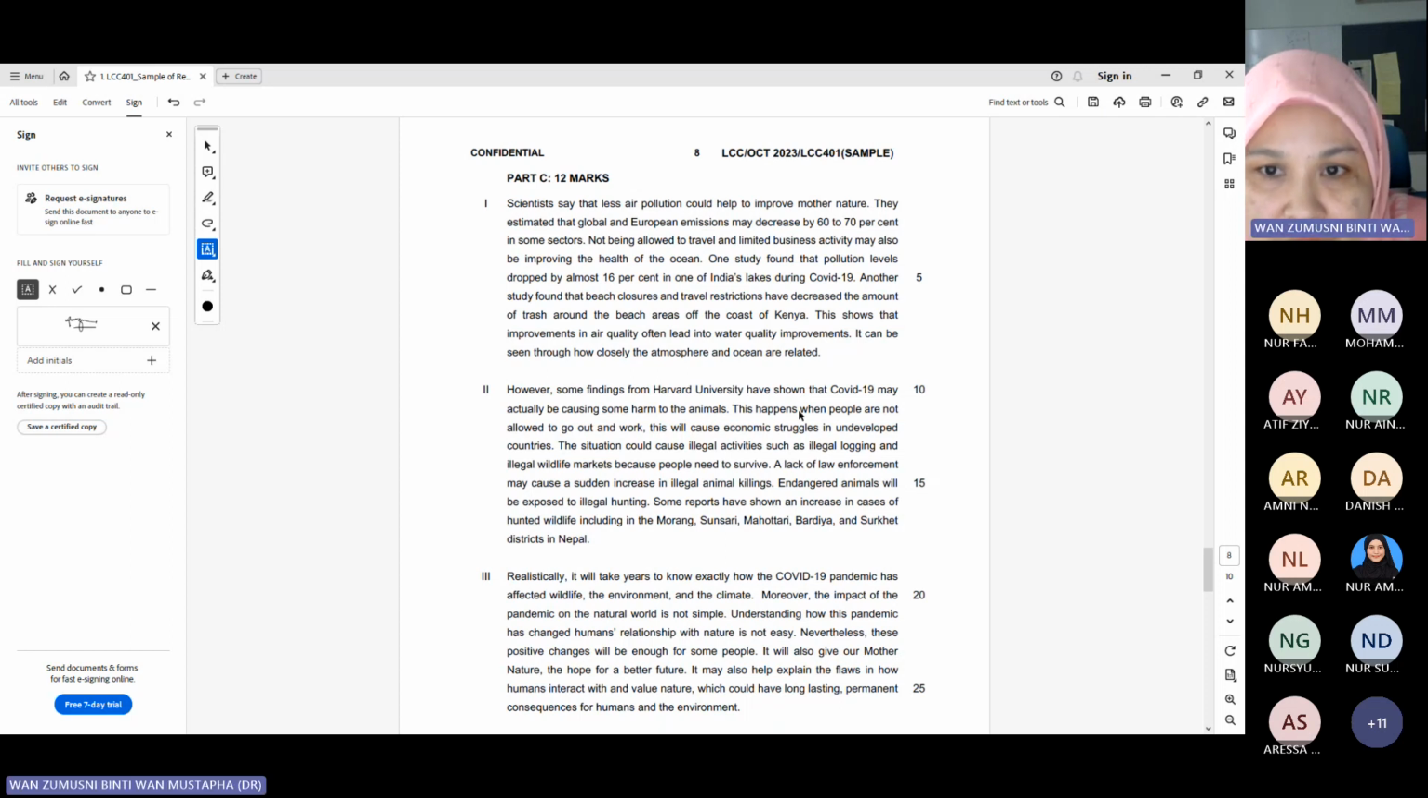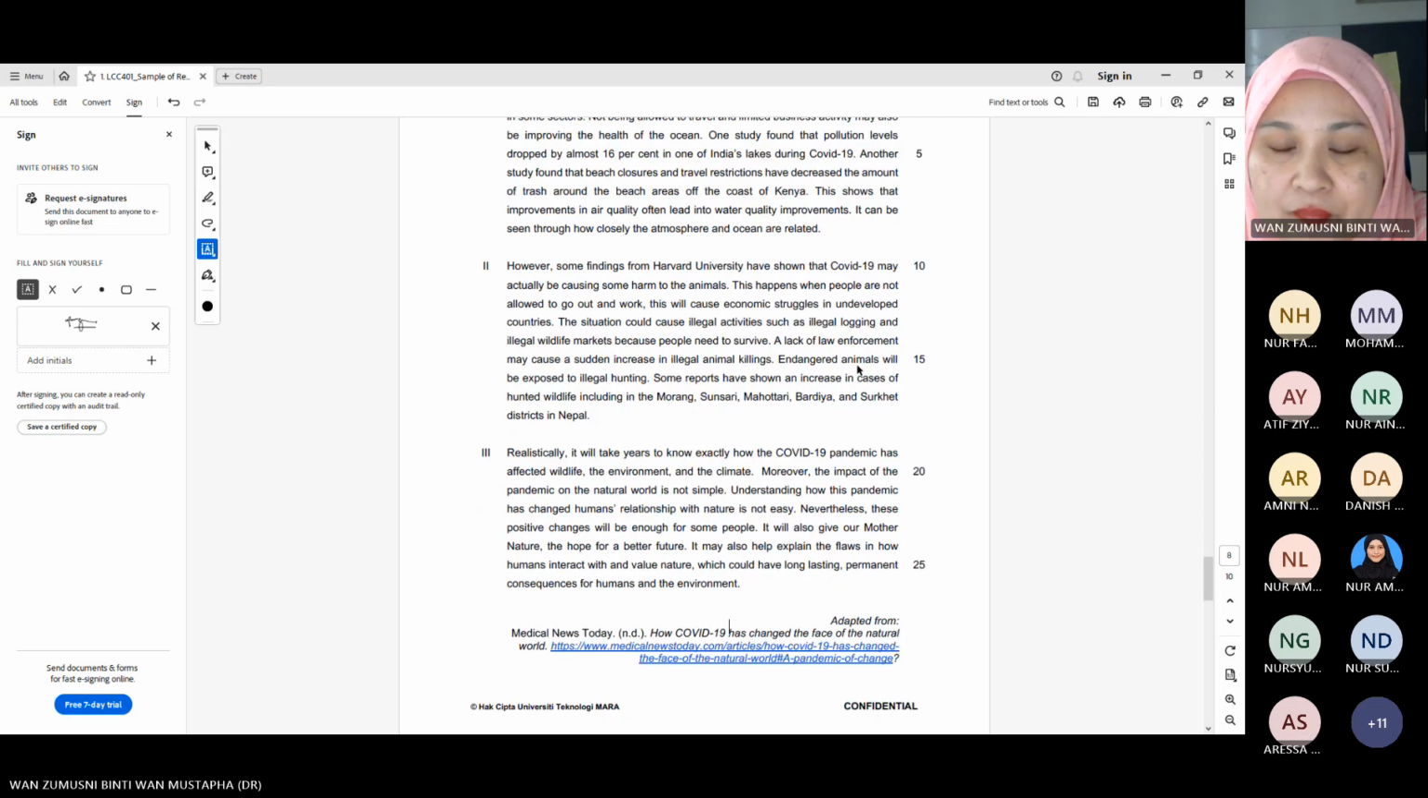Okay, let's look at the first paragraph. Scientists say that less air pollution could help to improve Mother Nature. All right. So that's the topic sentence, the major detail, followed by minor details to support the major details. The minor details are in the form of research findings, studies. And this is the concluding sentence. It can be seen how closely atmosphere and oceans are related.